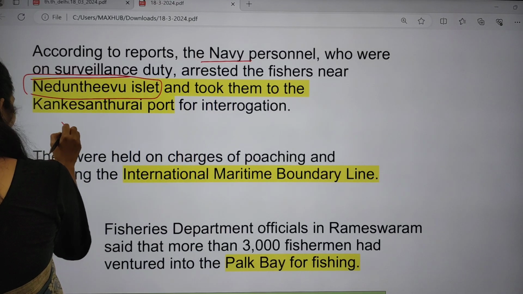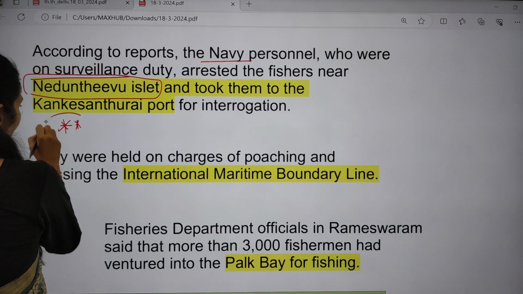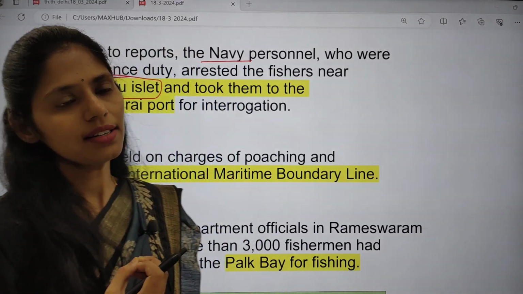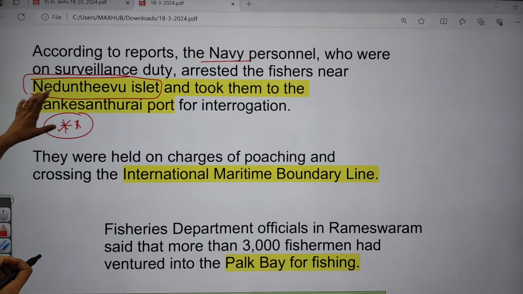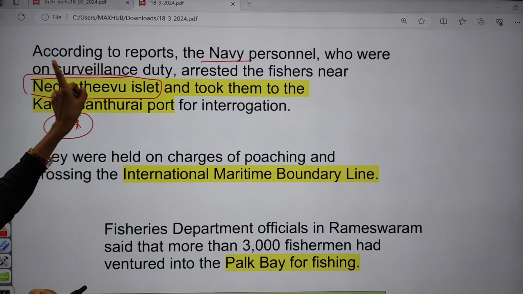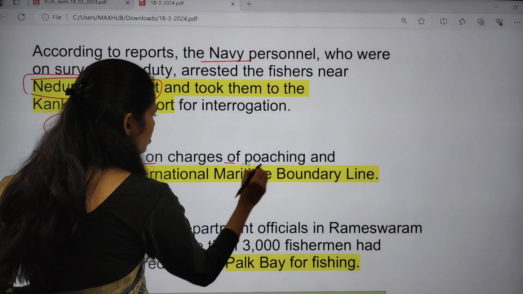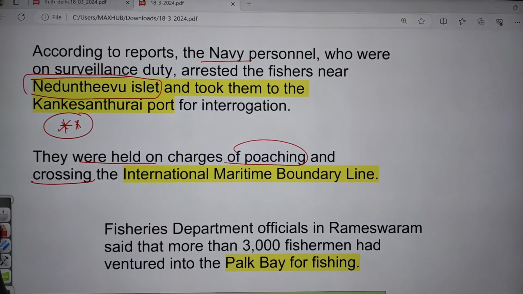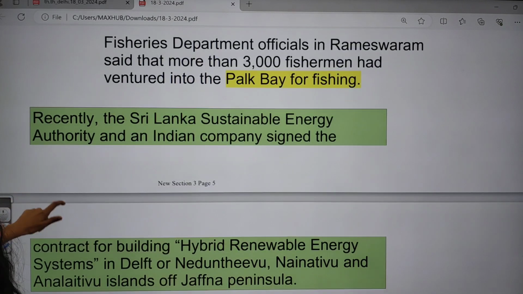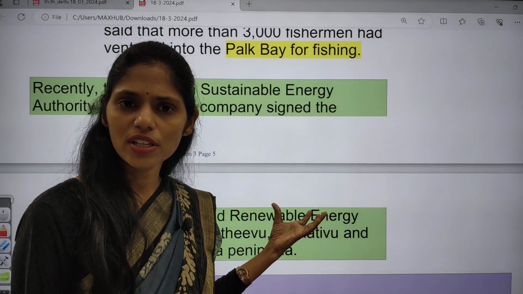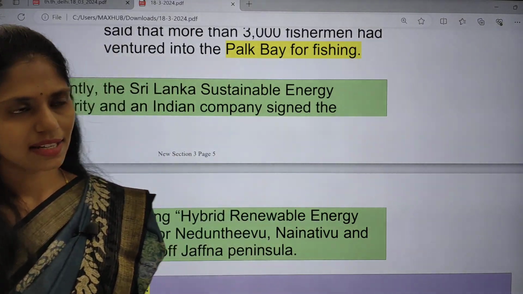Here you have to focus on this Katchatheevu Island, because recently we are going to come up with development projects there. Because this is in the news, there is a high chance of getting a question regarding Katchatheevu Island. They were held on charges of poaching and crossing the international maritime boundary line and were kept in jail. Now let us see why Katchatheevu Island is in the news. We are not going to take any chance.